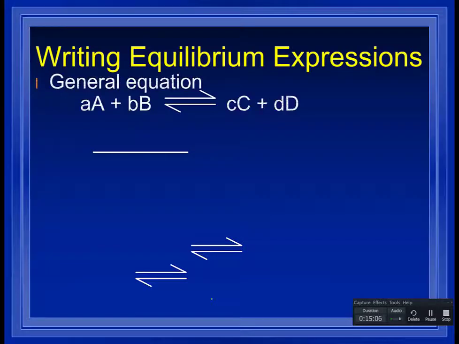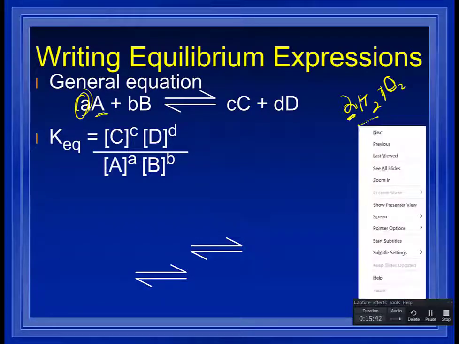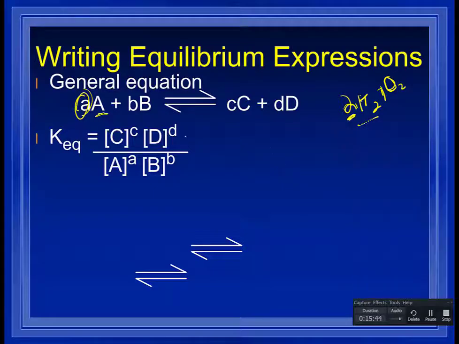So let's write some equilibrium expressions. So if I had the general equation, this is as general as you can get. I've got two reactants, two products. The lowercase is the coefficient. The uppercase is what the stuff is. So if I had 2H2 plus O2, 2 would be the little a, H2 would be the big A.